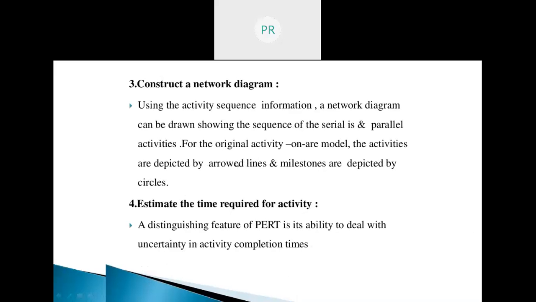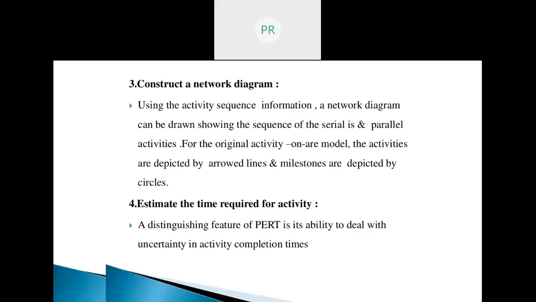Third is constructing a network diagram using the activity sequence information from the previous step. A network diagram can be drawn showing the sequence of the serial and parallel activities. For the original activity on arrow model, the activities are depicted by arrow lines and milestones are depicted by circles. So here we encountered a term, that is a milestone. So what is a milestone? A milestone is a significant event that normally has no duration. It often takes several activities and a lot of work to complete a milestone.